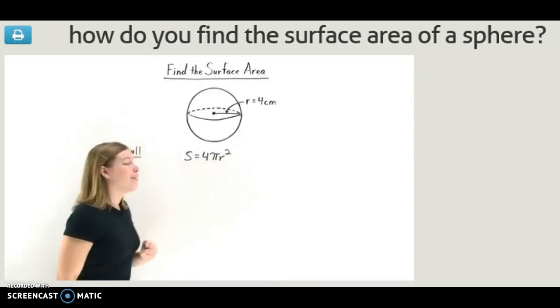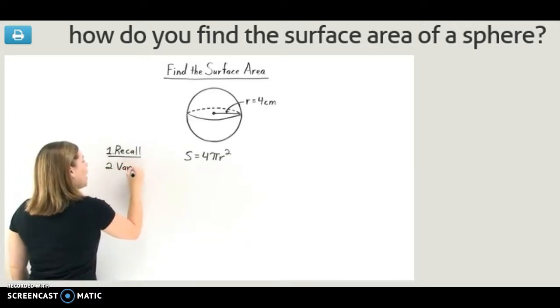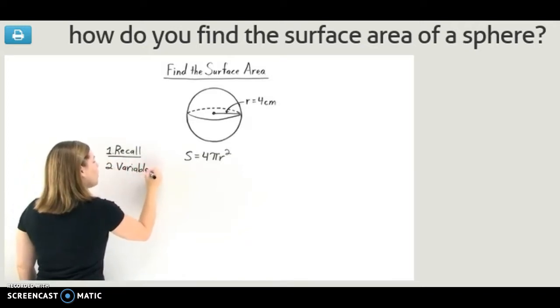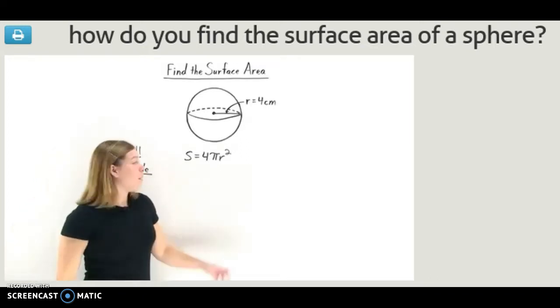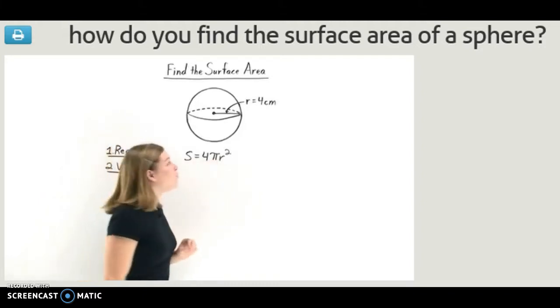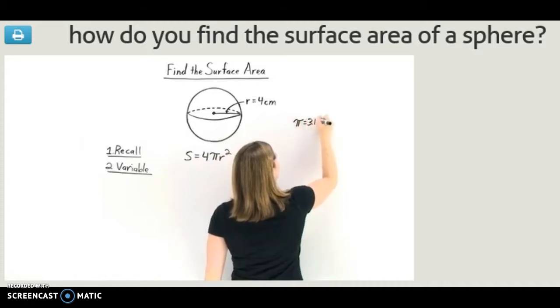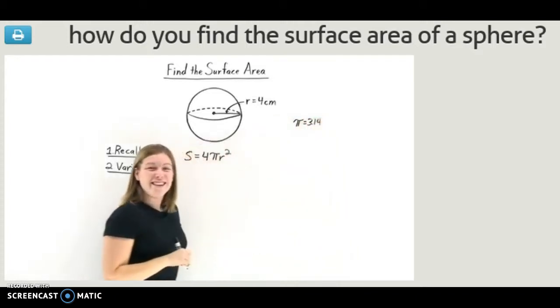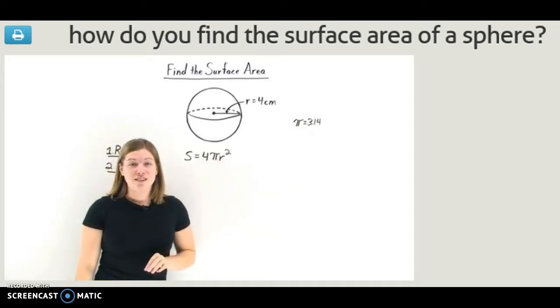Now that we know the formula that we need to use, let's go through our sphere and identify the variable values that we're going to use. Well, to do this, let's start out by looking at pi. Pi is an irrational number. So here, let's approximate it to be the decimal 3.14. Great!